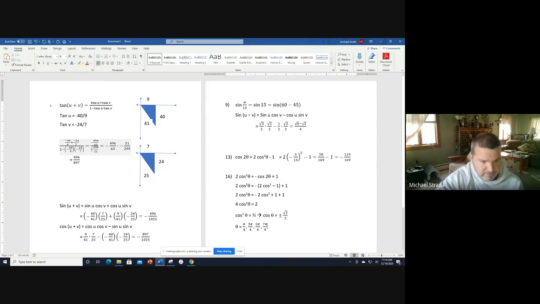All right. So when I plug that in, I plug in the negative 40 over 9 for the tangent u plus the negative 24 over 7, over 1 minus negative 40 over 9 times negative 24 over 7. Because I'm adding two negatives, it stays negative. Common denominator is 63, so I end up with negative 496 over 63. Negative times a negative is a positive, so I do end up doing 1 minus their product, which is 960 over 63. When I'm all said and done, I end up with negative 299 over 21 after reducing.